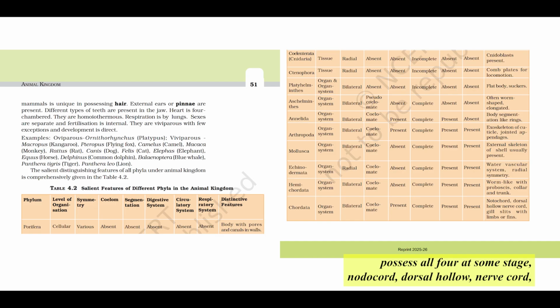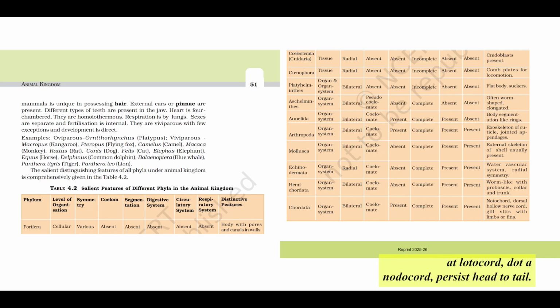Chordata possess all 4 at some stage: notochord, dorsal hollow nerve cord, pharyngeal gill slits, post-anal tail, closed circulation. That's a great rapid-fire summary of the phyla. And within Chordata, right, within Chordata, remember the protochordates. Urochordata has a notochord in the larval tail.